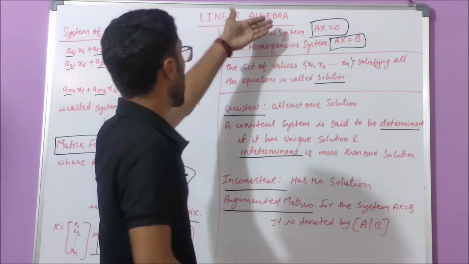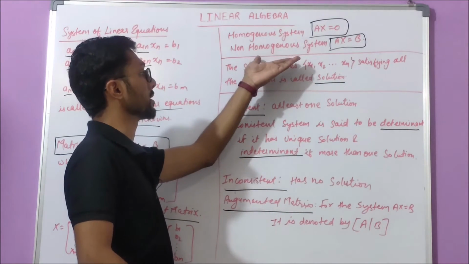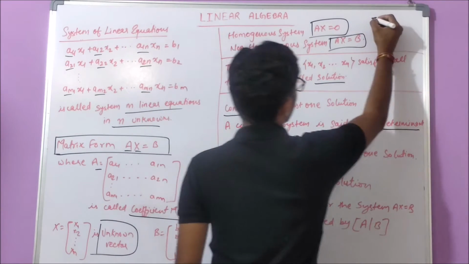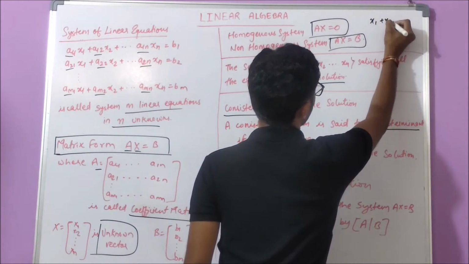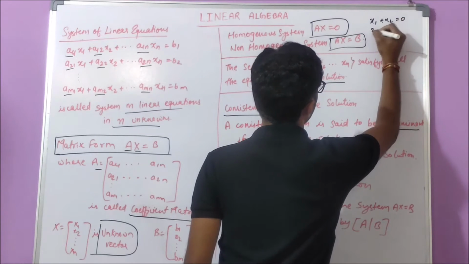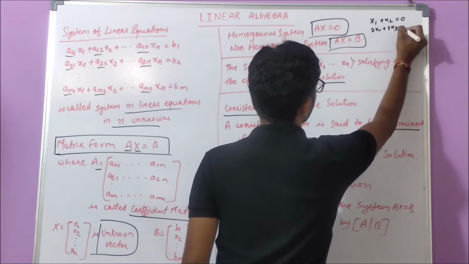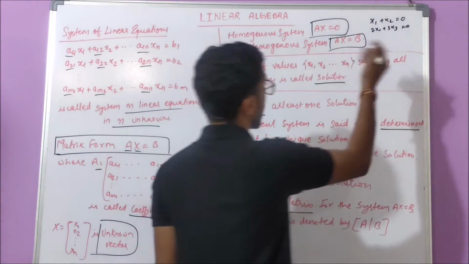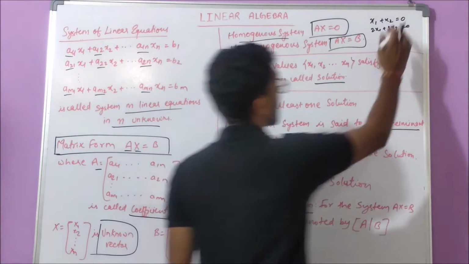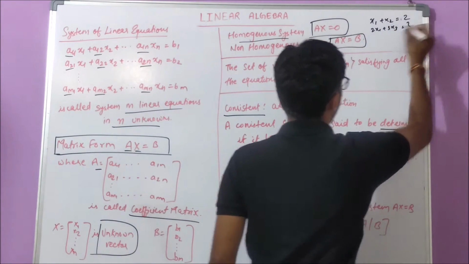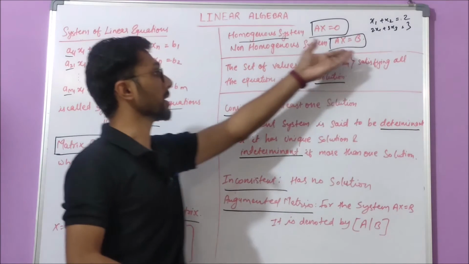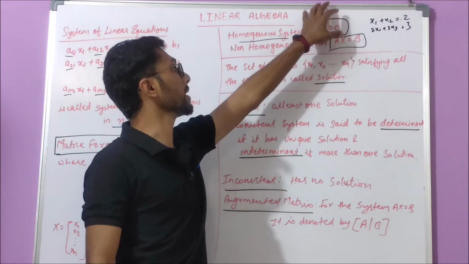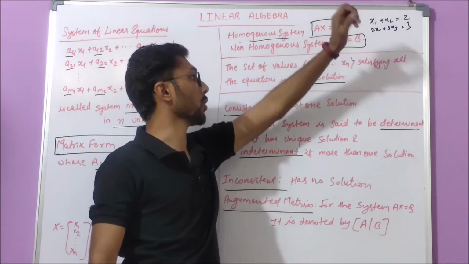Now we have two types of system. The first system is homogeneous system and the second is non-homogeneous system. Let's take an example of homogeneous system. So suppose the equations are given as x1 plus x2 equals 0 and 2x1 plus 3x2 equals 0. This type of equation where RHS is equal to 0 is called a homogeneous system, and if RHS is not equal to 0, then the system is called a non-homogeneous system. So it is represented as Ax equals b, and the homogeneous system is represented as Ax equals 0.